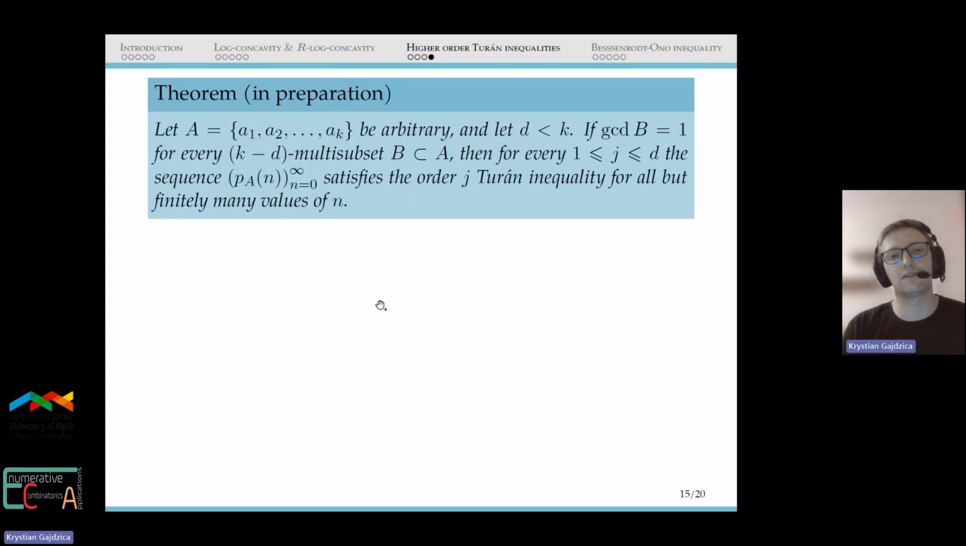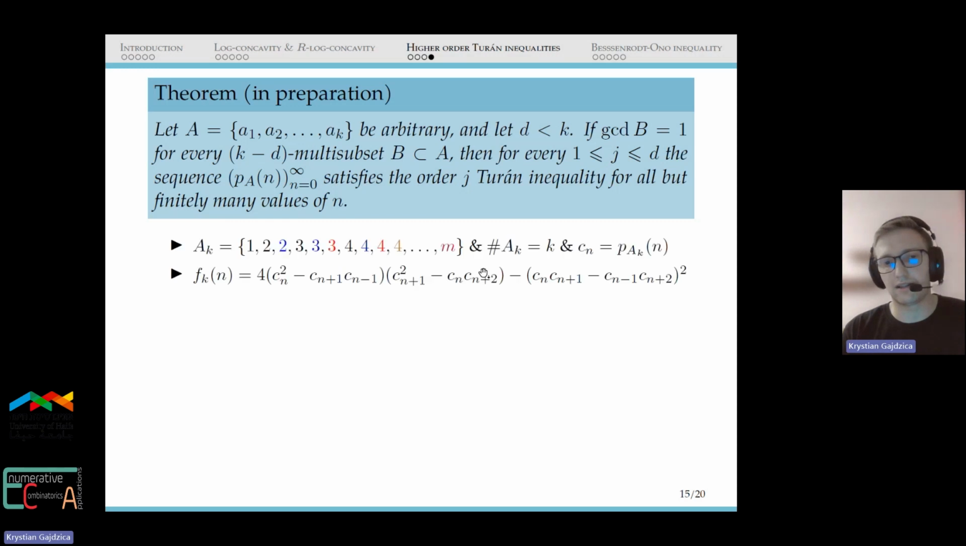I can reformulate it in the case of the A-partition function and obtain that now we assume that every (k minus d)-multi-subset of A is prime. And if that is the case, then we have the analogous result for the A-partition function. So it satisfies the order j Turán inequality for all but finitely many values of n and for all positive integers j between 1 and d.